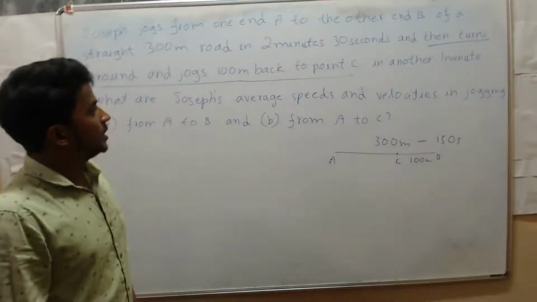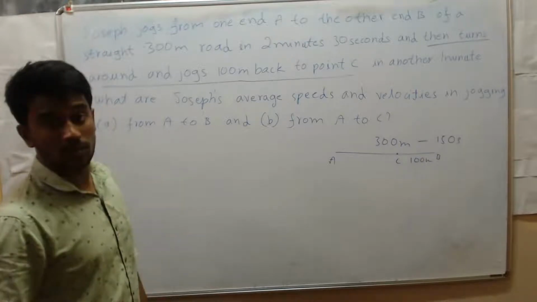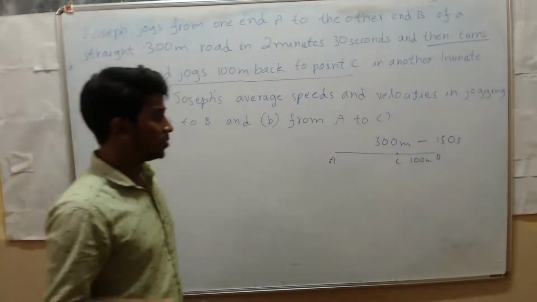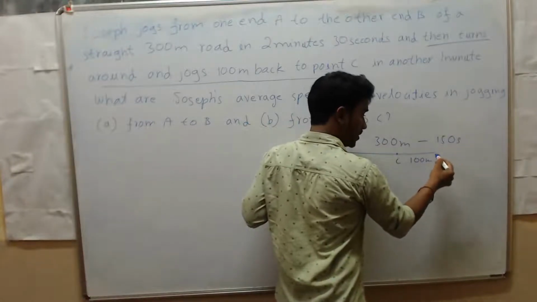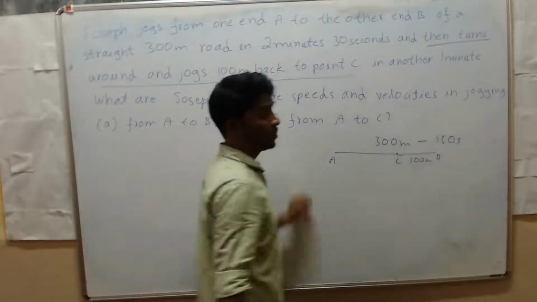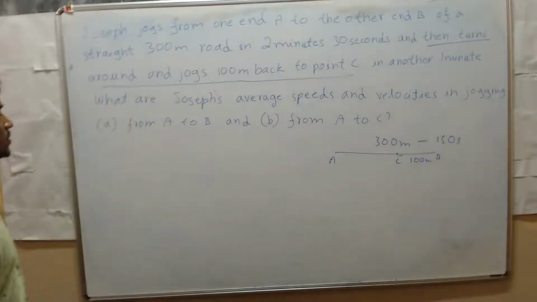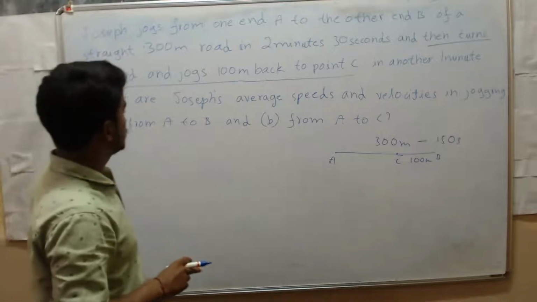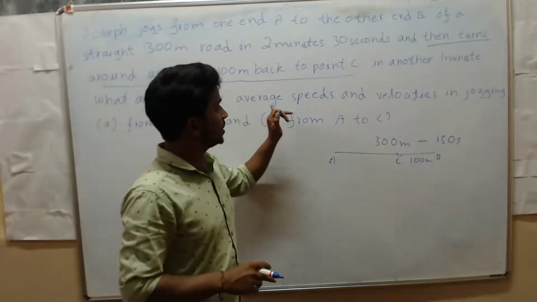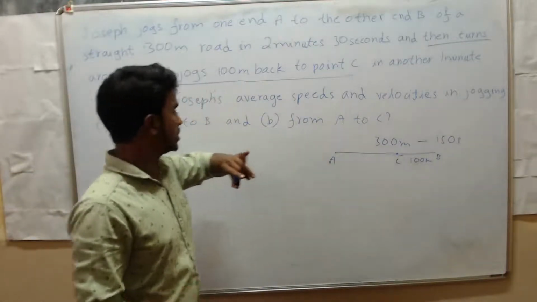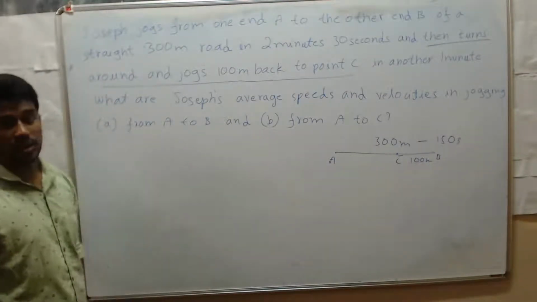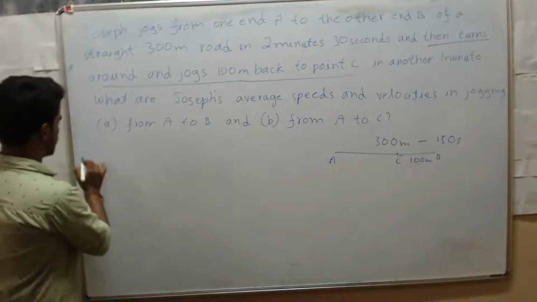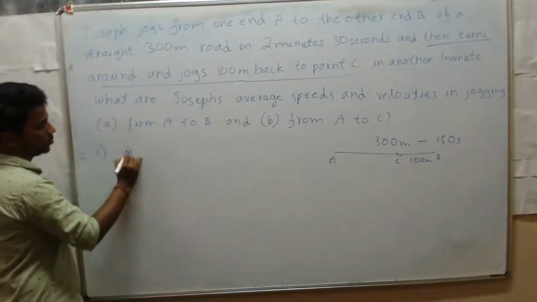Okay. Next, in another 1 minute, first he will travel A to B in 150 seconds, then he will travel B to C in 1 minute, that is 60 seconds. So what are Joseph's average speeds and velocities in jogging from A to B, and second question from A to C. So now first we will discuss first one, A to B.